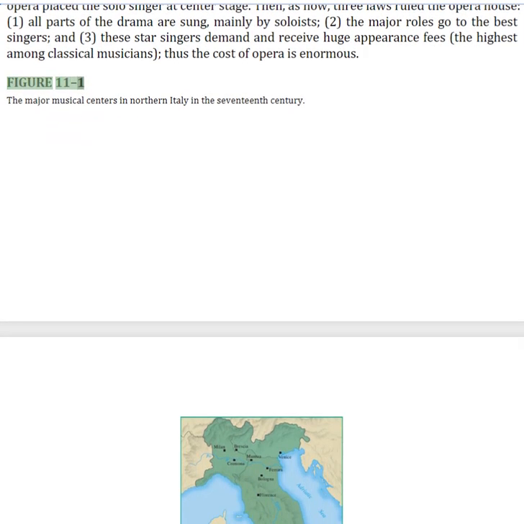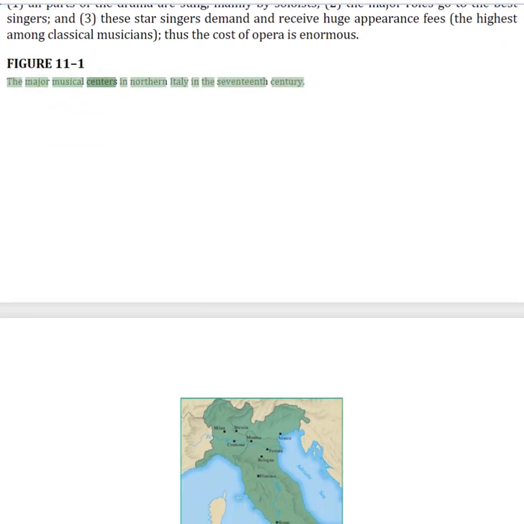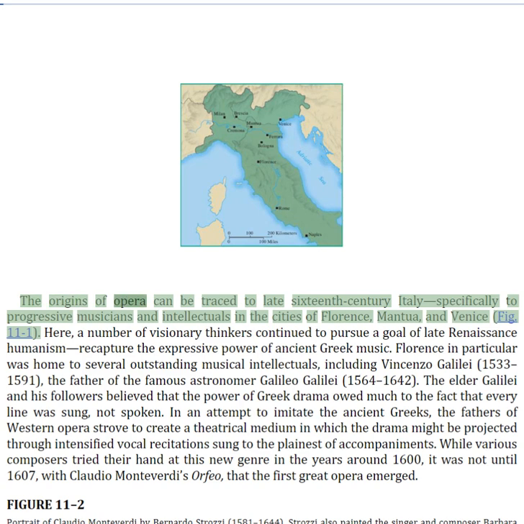Figure 11.1. The major musical centers in northern Italy in the 17th century. The origins of opera can be traced to late 16th century Italy, specifically to progressive musicians and intellectuals in the cities of Florence, Mantua, and Venice.